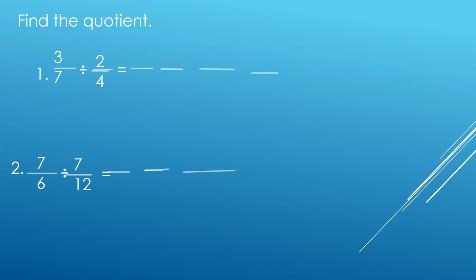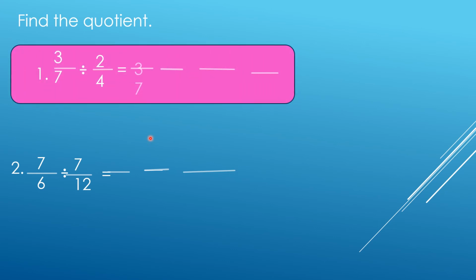Okay, find the quotient. So first, anong gagawin natin? Kasi ito ay division na, dapat kopyahin lang muna natin itong first fraction and get the reciprocal of the second fraction and change this division to multiplication sign. So ayan, copy, then times, maging 4 over 2, and then follow kung ano yung rules natin kanina sa multiplication, anong ginawa natin. Kinopya lang muna natin, 3 times 4, then 7 times 2.